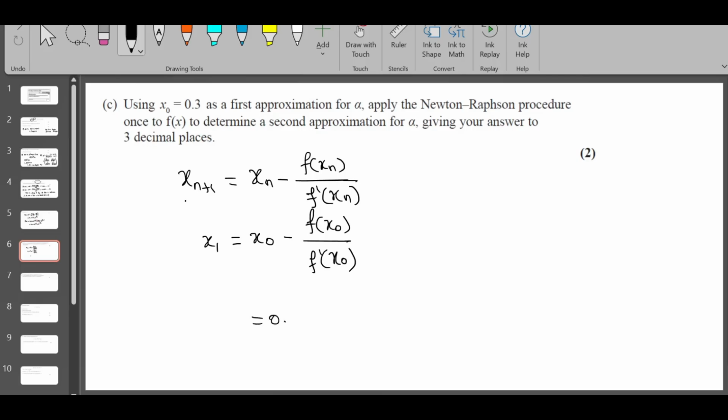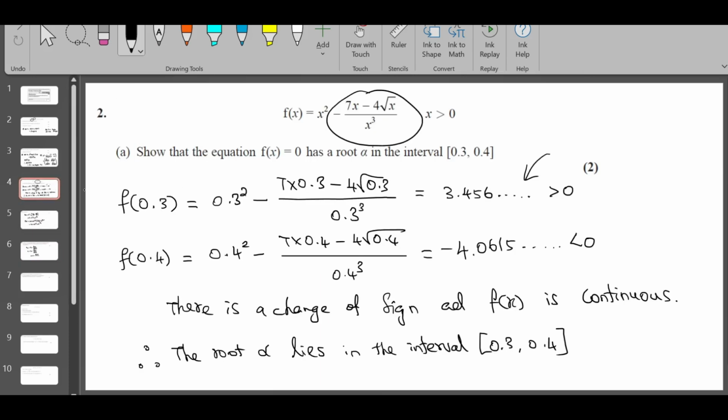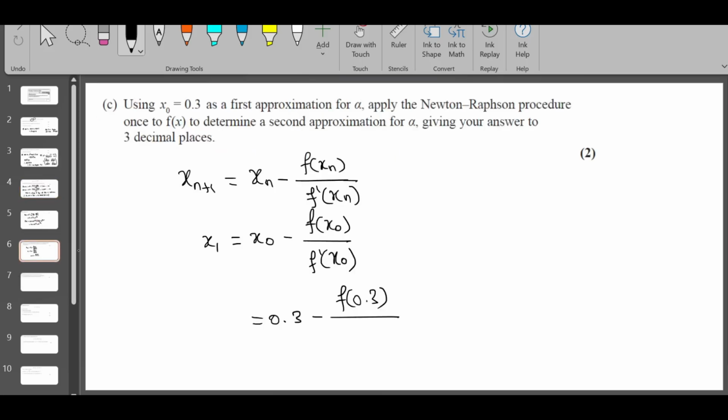So it's going to be 0.3 minus f of 0.3, which we know already from part A, but unfortunately we haven't stored the value, so we need to calculate it again, because you need to use the actual value with all the decimals, divided by f dash of 0.3. So that means you need to sub in 0.3 into the f dash also. If you want, you can write one more step, 0.3 minus f of 0.3. In f of x, replace x by 0.3.